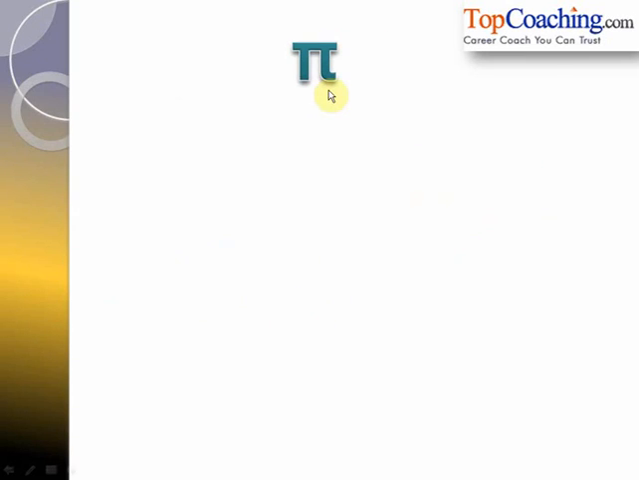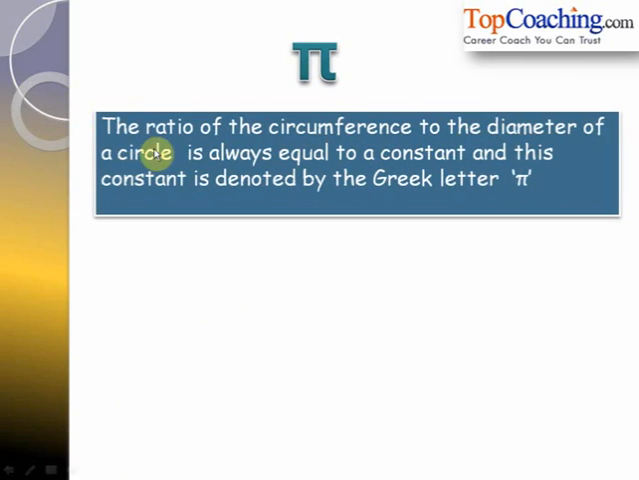Now what do we mean by pi? The ratio of the circumference to the diameter of a circle is always equal to a constant, and this constant is denoted by the Greek letter pi. So the actual definition of pi is the ratio of the circumference to the diameter of a circle is equal to a constant, and this constant is called as pi.